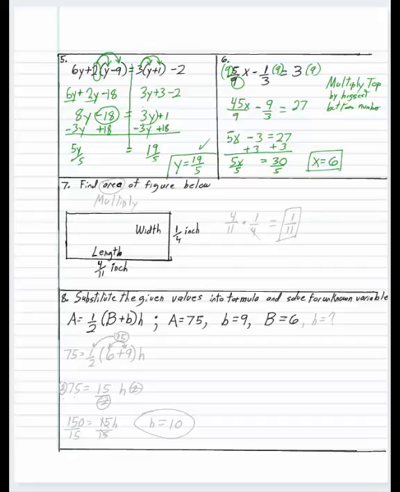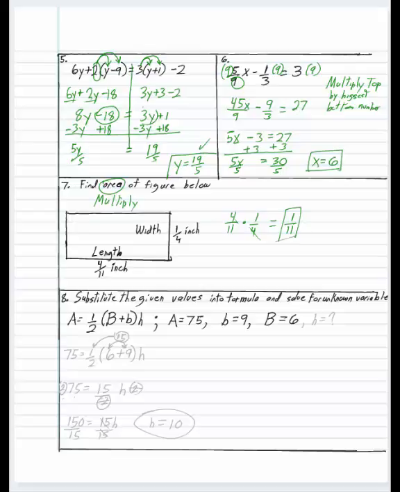Number 7, we would like to find the area of our rectangle. Anytime you want to find the area, all you have to do is just multiply. So it's going to be 4 over 11 times 1 over 4. The 4 is going to cross off, and what we're left with is 1 over 11. And that's it.